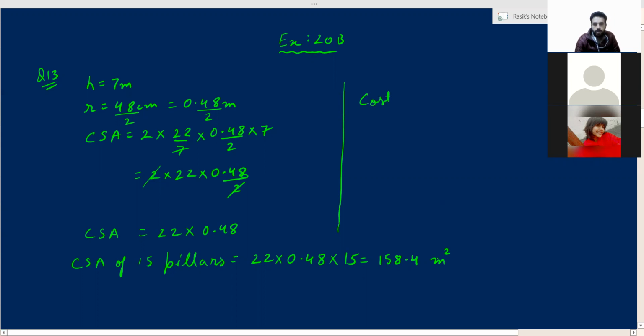Now find the cost of painting these pillars. So total cost of painting, you will multiply the area 158.4 by 2.50. Rupees 2.50 is the rate. We are paying rupees 2.50 for painting 1 meter square area. So you will pay how much for painting 158.4? You just have to multiply. Sir, 396 rupees. Pranjali, what is the answer? Sir, 396 rupees. Very good. Absolutely correct answer.